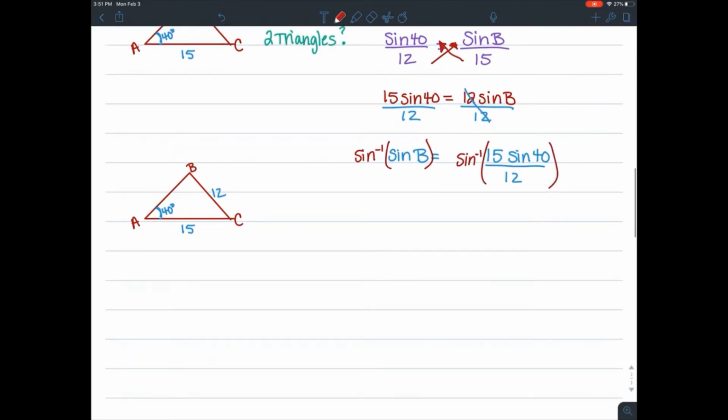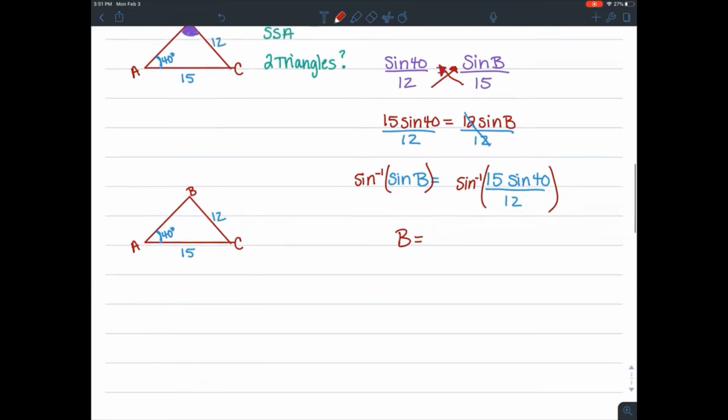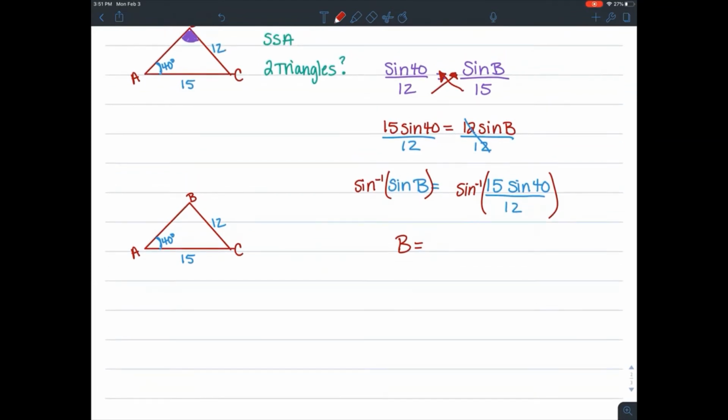Sine inverse of sine is going to give me B. Now, when I do this in the calculator, the only kind of angle that this calculator is going to give me, since it's sine inverse, is the restricted value. The restricted value is between 0 and 90 and 0 and negative 90. So that is why we have to check for two triangles, because it's never going to give us an obtuse angle. Is it ever going to not be an obtuse angle? No, that makes zero sense.